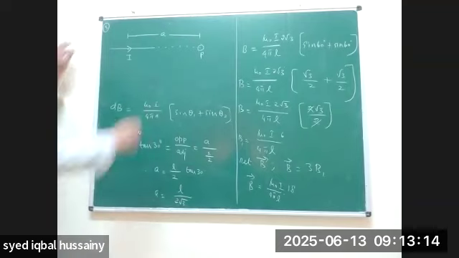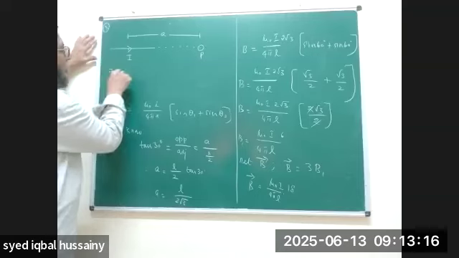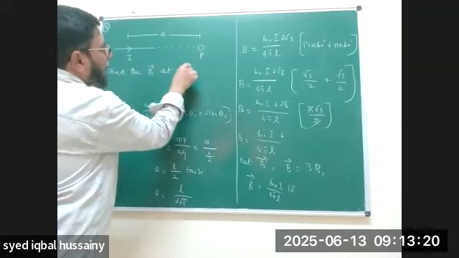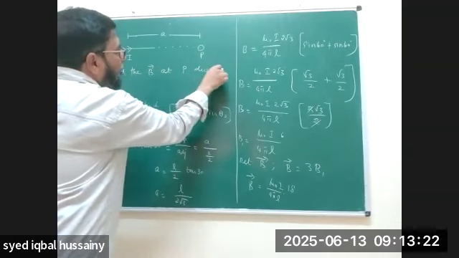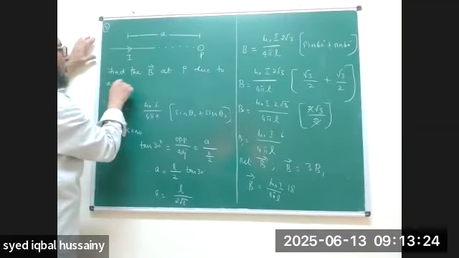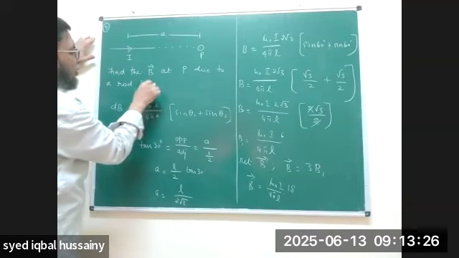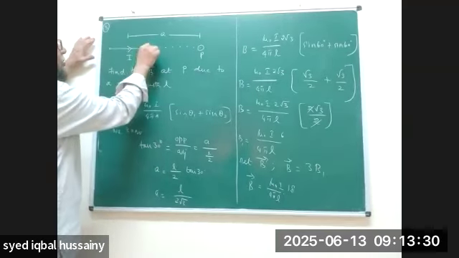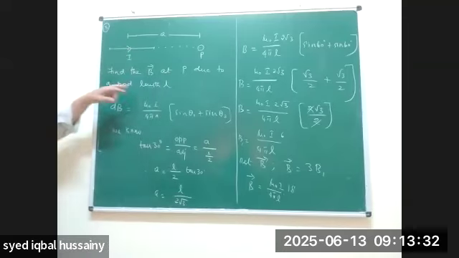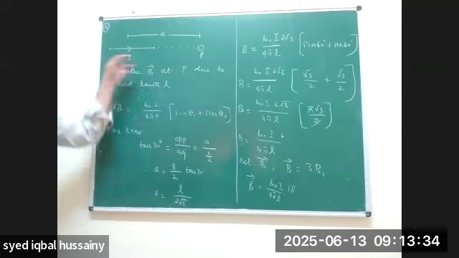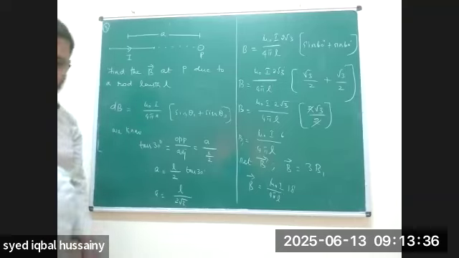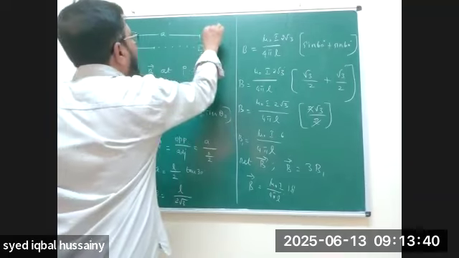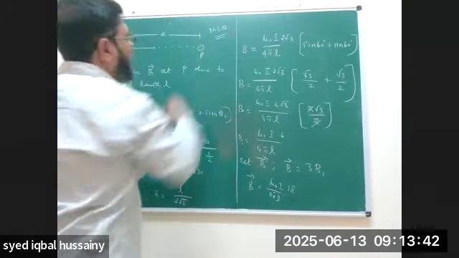Done? So find the magnetic field at P due to a rod of length L. What is the distance? It is L. Find the magnetic field at the point P due to the rod of length L. Yes children, answer quickly, 1 mark MCQ question. Quickly now.